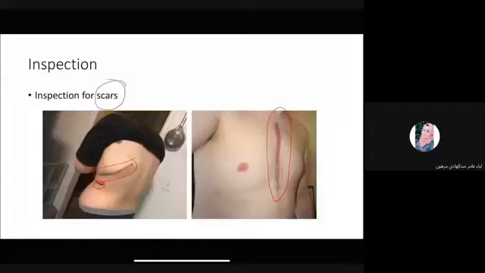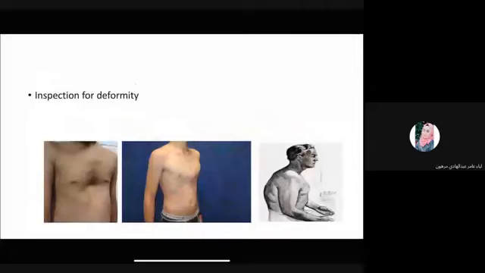The second part, we need to inspect for chest deformities. The chest deformities we have are pectus excavatum, okay? Excavatum means it is depressed inside, okay? So the cavity is outside. This is the pectus excavatum.